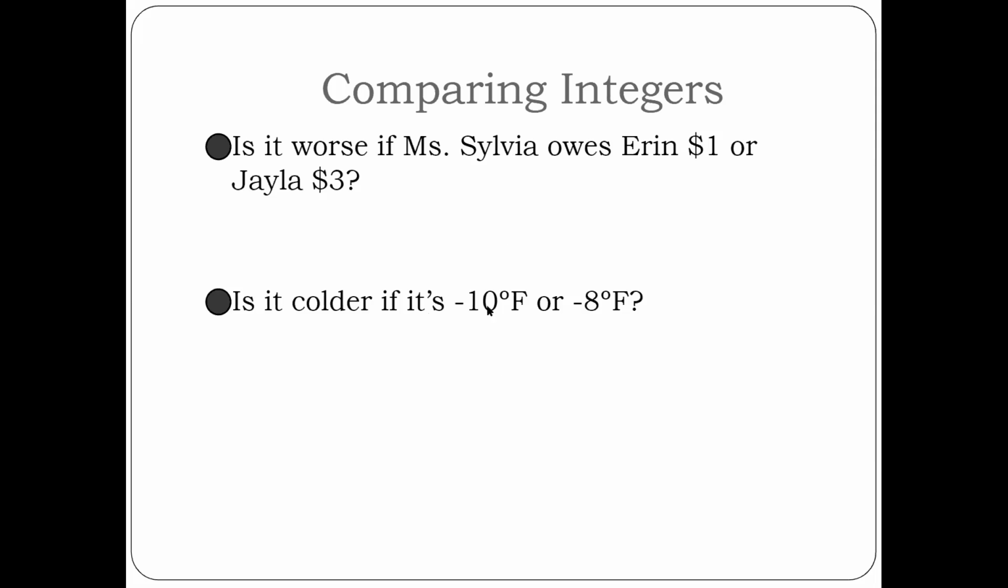Now, what about this next one? Is it colder if it's -10 or -8 Fahrenheit? -10, right. It's farther away from 0. And the thing that I usually show for negative numbers, and this is where it comes in, the traditional number line is horizontal. This is another good way to think about positives and negatives sometimes too.